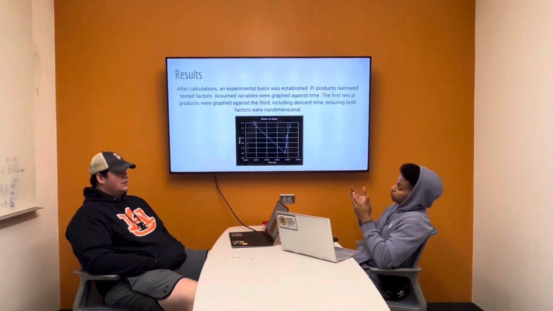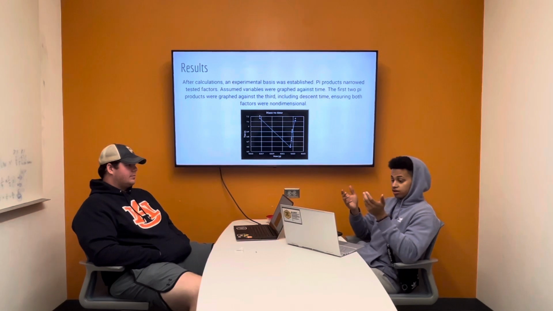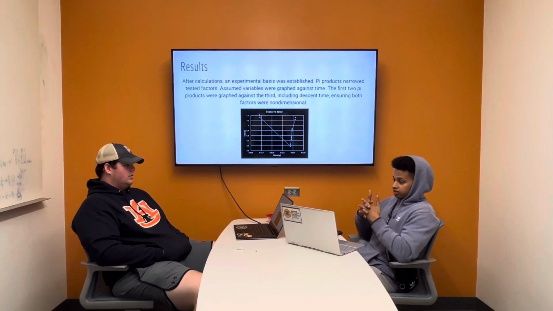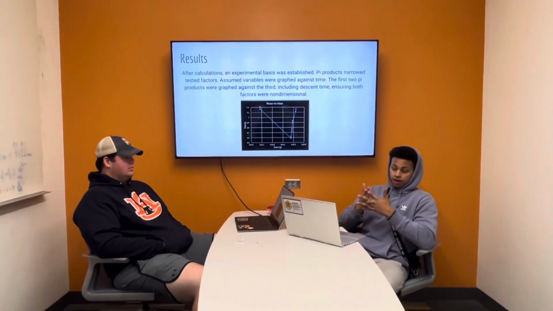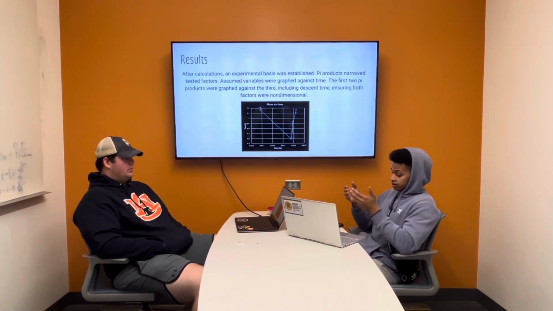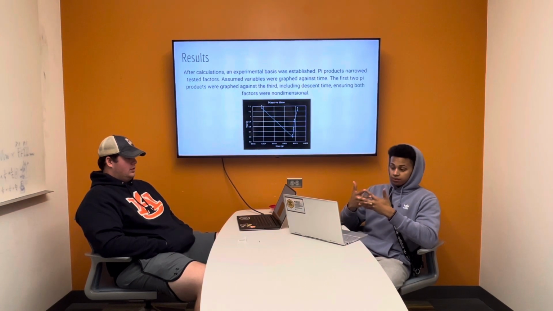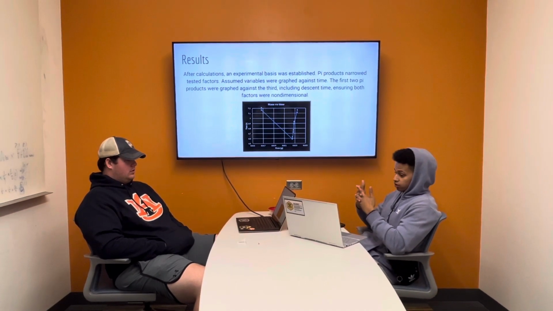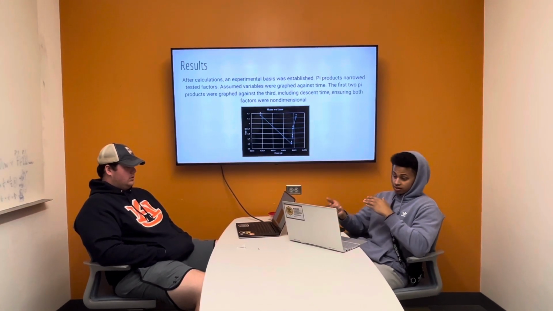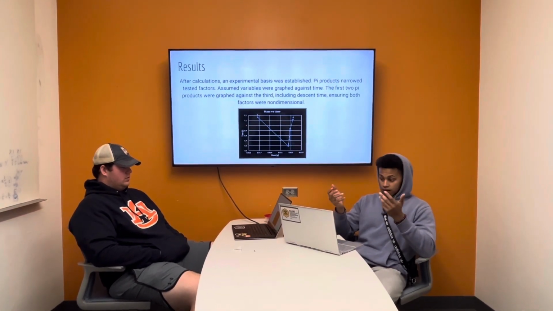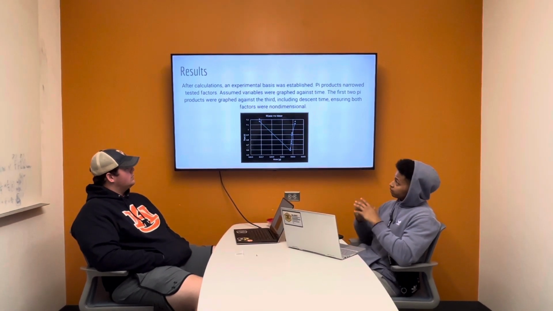Okay, and as for our results in this experiment, after completing the calculations, we developed a basis to perform our experiments. The pi products helped narrow down the number of factors that needed to be tested overall. The assumed variables were graphed versus time, and the first 2 pi products were graphed versus the third pi product, which contained the descent time, so that both factors being graphed were non-dimensional overall. The graphs are shown here.